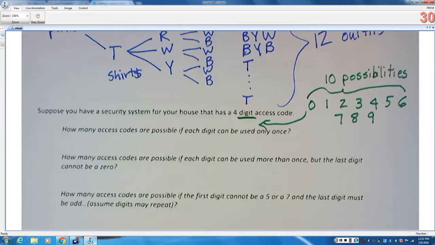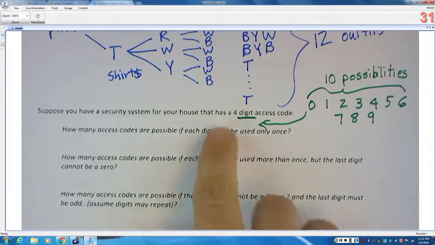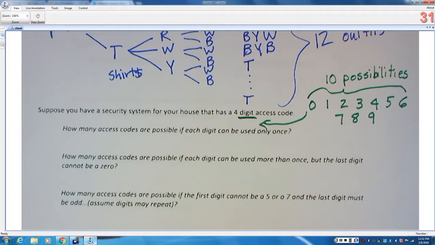So how many access codes are possible if each digit can only be used once? You're going to press 4 numbers, like 1, 1, 1, 1. But no, for this example you can only use a digit once. You might be pressing 1, 2, 3, 4, and that might be your code. But we're not trying to guess the code. We're just saying how many possible codes there are.